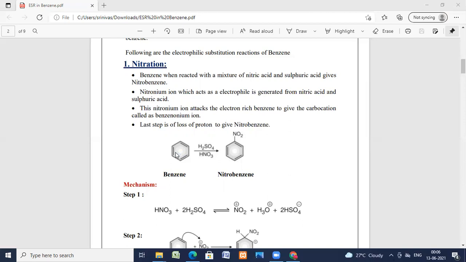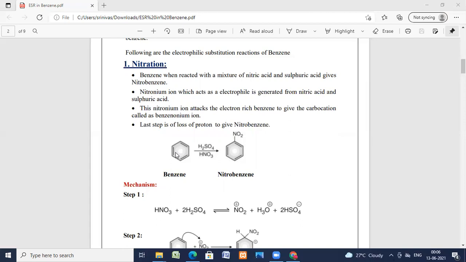The sigma complex, the carbonium ion, gets stabilized by resonance structures. Different resonance structures are formed, and thus the positive charge of the intermediate carbonium ion is delocalized, and thereby the formation of the intermediate carbonium ion is a slow step. It is the rate determining step for the complete reaction.